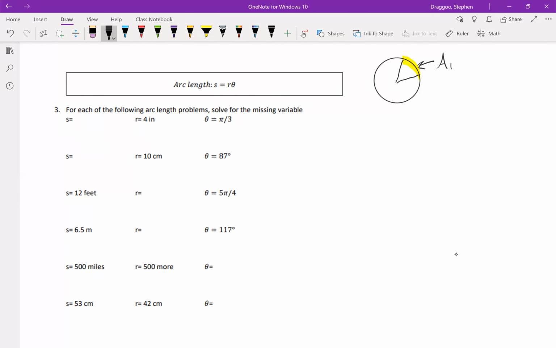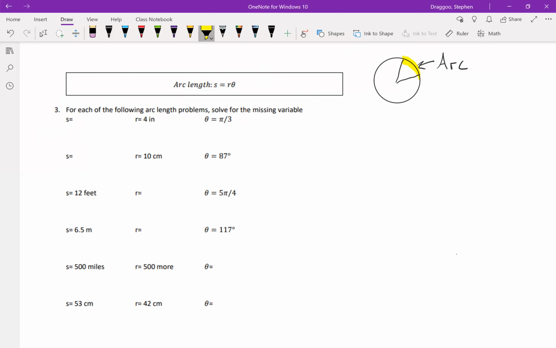That is an arc. The arc is just a piece of the circumference of a circle. So it's the rounded edge on a slice. If we're talking about an arc length, we're talking about the distance or the length of that curved edge, just the distance of that piece of the circumference of a circle.